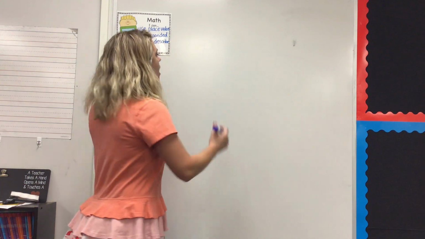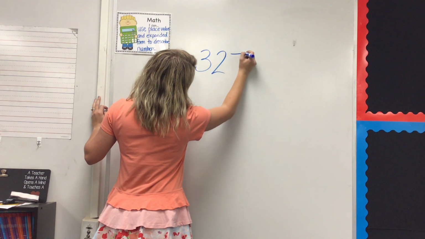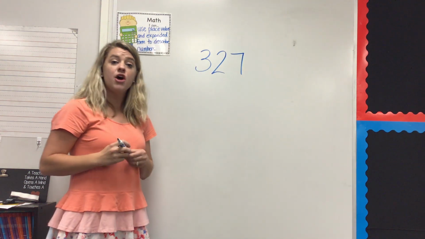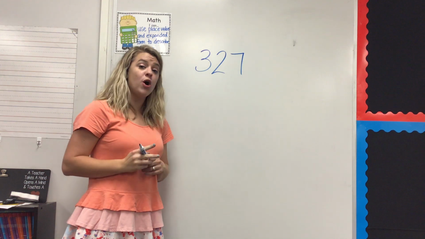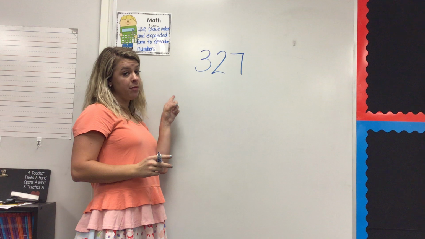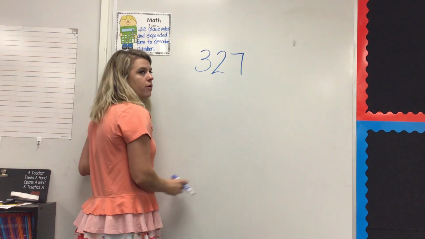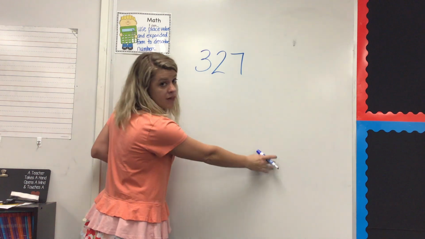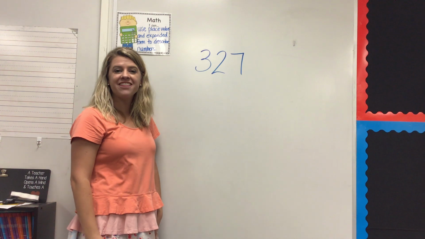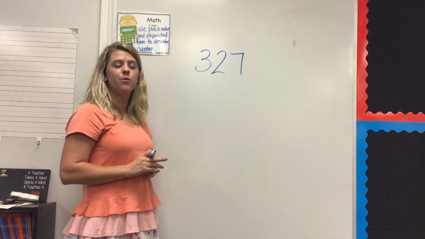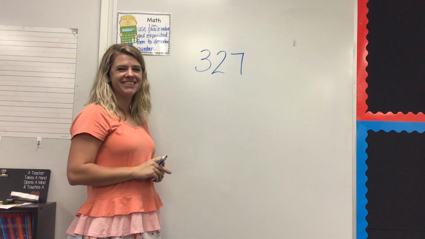Are we ready? My number is 327, okay? Go ahead and pause your video, draw your quick picture, and then write it in expanded form. Remember, that expanded form is going to be something plus something plus something, all right? So you go ahead and do that now, and then I'm going to write the final expanded form on the board for you when you come back, all right? So pause your video, and then I'll see you in a minute.